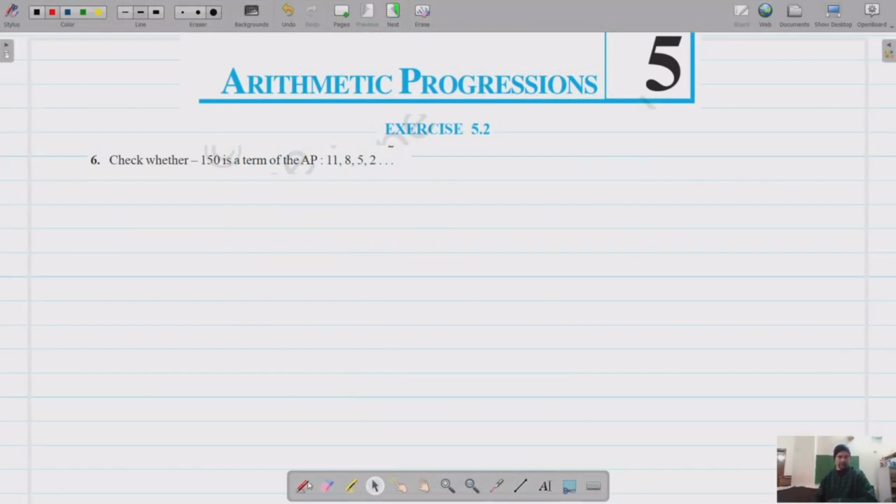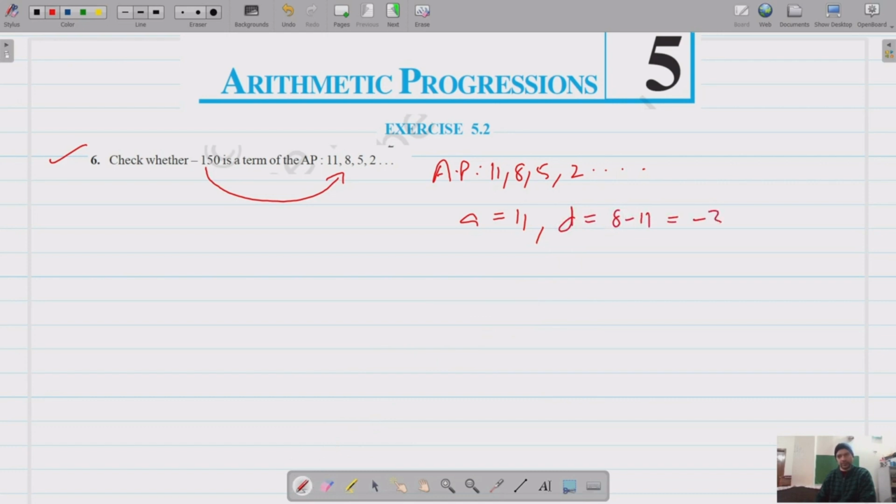Okay, so for question number 6, we have to check if minus 150 belongs to this AP or not. Our AP is 11, 8, 5 and 2. So here a is 11, b is 8, so d is 8 minus 11, which is equal to minus 3. Now if minus 150 belongs to this AP, then it should have a number.